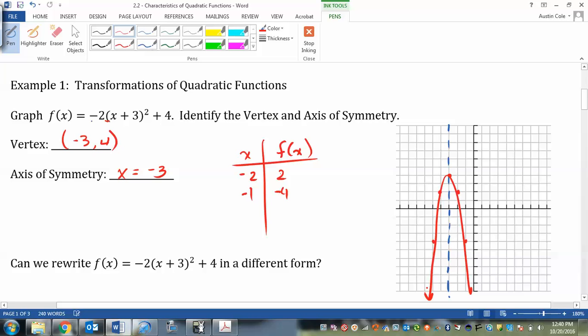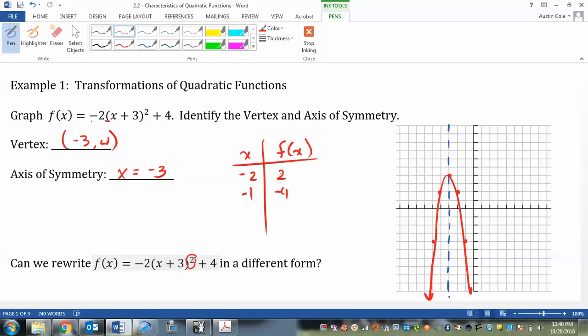And there's my parabola. Nothing new there. Okay, next part says, can we rewrite this function in a different form? Here's what I mean by that. What does squared mean? Okay, squared means it's going to be a parabola, I agree.